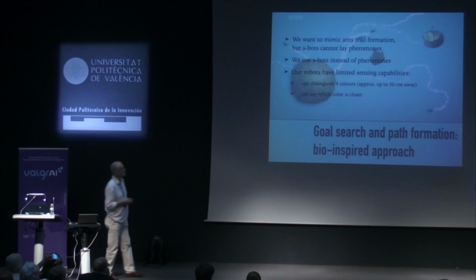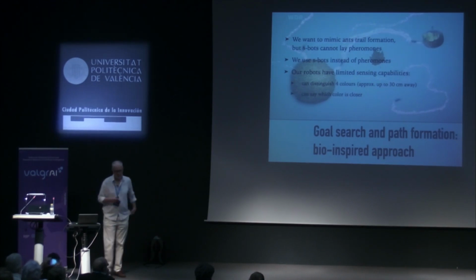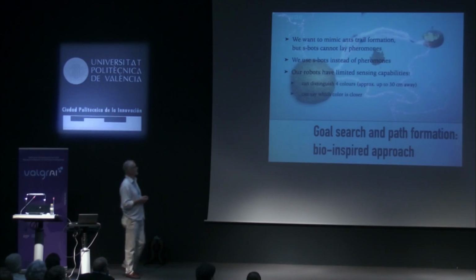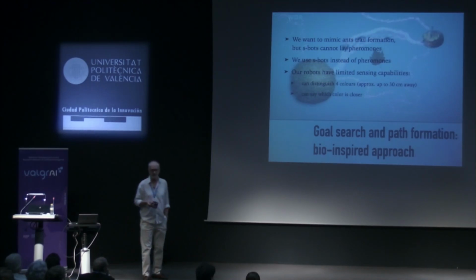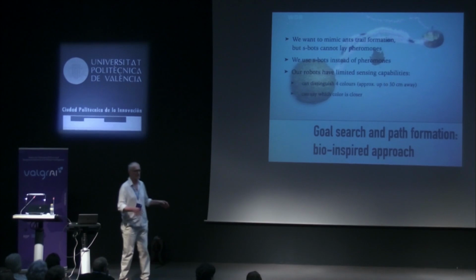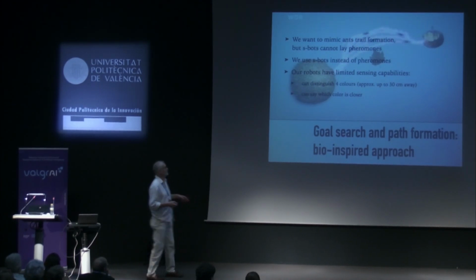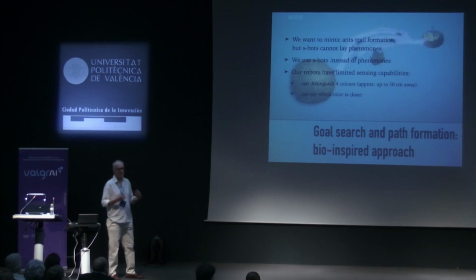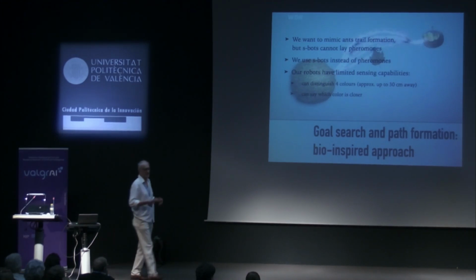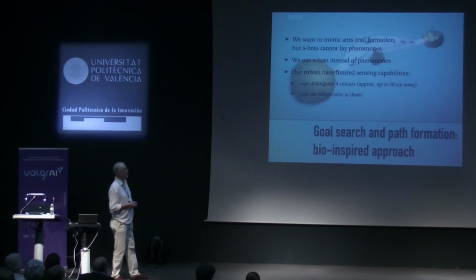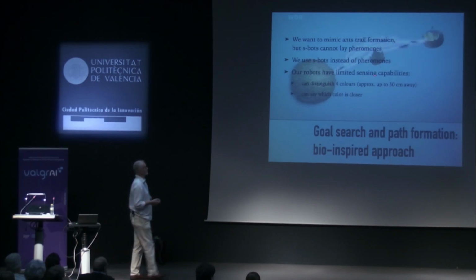Okay, so more interesting to explain is the bio-inspired approach for the goal search and path formation. The idea was to somehow mimic the ants' trail formation as you can observe in ants. You know that ants leave pheromones on the ground and then they follow the pheromone trail. However, our robots do not have pheromones. They cannot sense pheromones. So we worked by analogy, and we used robots instead of pheromones.